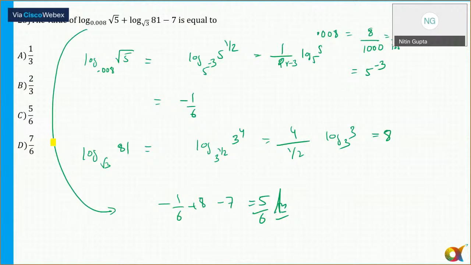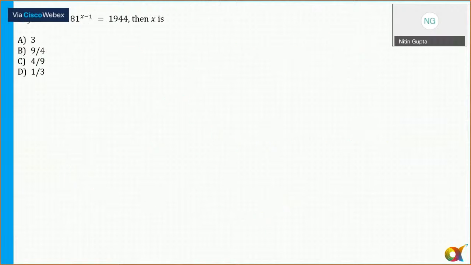So how do you rate this question? Easy, difficult, medium, how was it? Easy to medium. That's right. So 23rd is done. 24. Let's see.